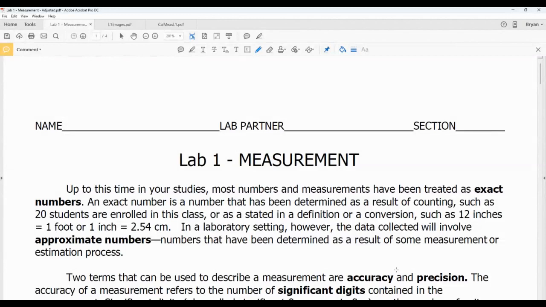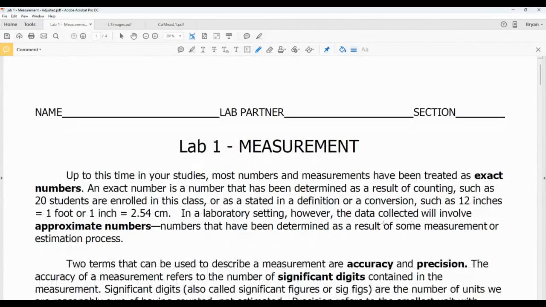Anything that we would take in the lab room, though, would be an approximate number. So you always have to guess a little bit whenever you're measuring something. And there's always some way to measure better, and that's something to keep in mind that might help you set that definition.